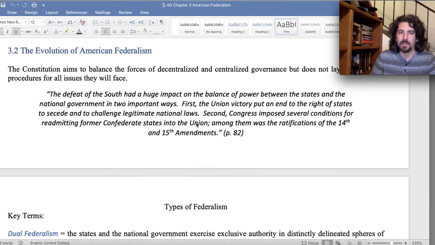So the 15th Amendment is really, really important. I mean, they're both important, but this allowed African-American men to vote. It wasn't until later that women could, with the 19th Amendment. But the 14th Amendment basically says that all American citizens in all states have to be treated equally.